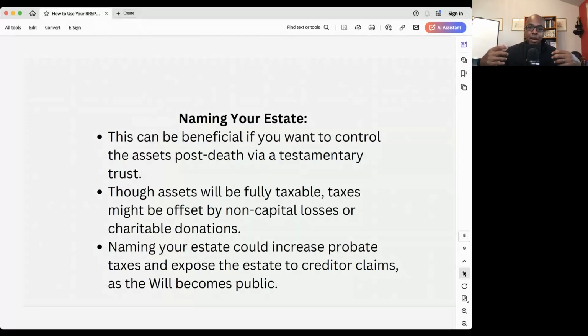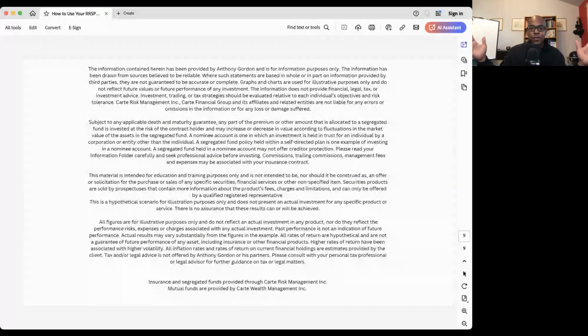We live in a litigious society; it's becoming more litigious. So these are things you have to consider if you're going to name your estate. Now, you may have good reasons for leaving your RSP to your estate, but just know that that is what's at stake there. Hopefully, this was helpful.